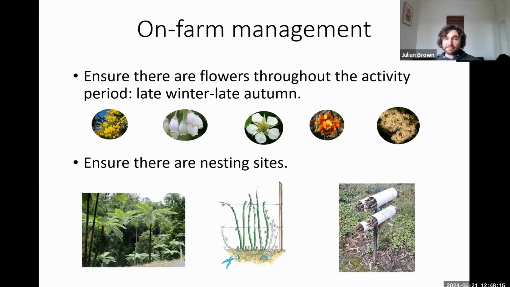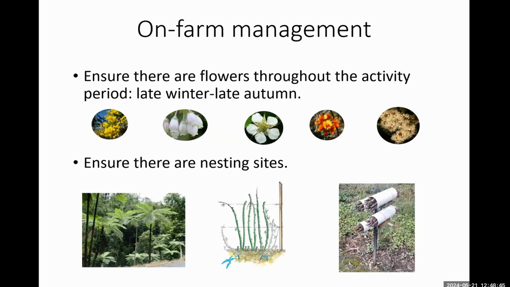So just to summarize in terms of managing property for reed bees, they need flowers throughout the activity period, so most of the year, except in the middle of winter. And there needs to be nesting sites. So if you don't have tree ferns or the natural nesting resources, but you do have raspberries or blackberries, you can, when you're pruning, leave a length of cane stub of about 10 centimeters for the bees to nest in.